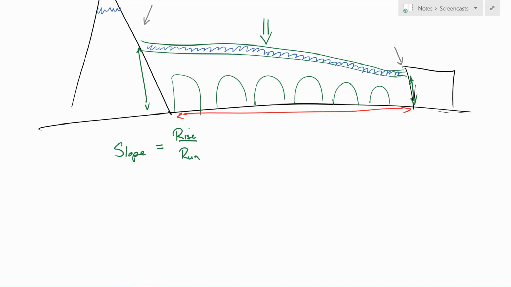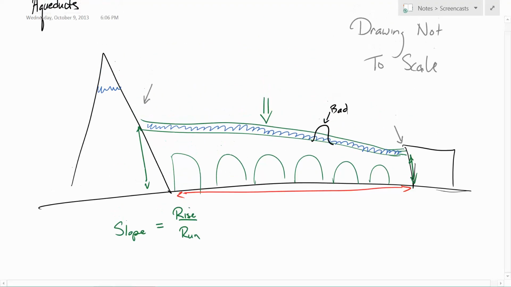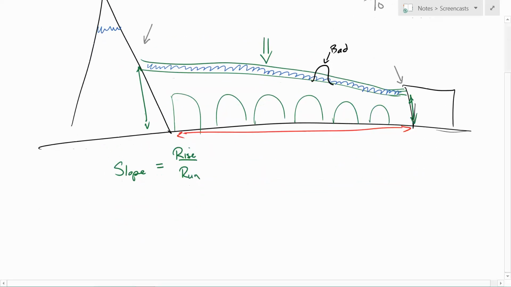If we don't have a steady enough flow, we might accidentally get a hill somewhere, like if there's a bump. This would be bad, because then the water can't go over the bump unless we put a ton of water, but then it's going to slosh again, and sloshing is not a good idea. Anyway, I digress. We want to have a very specific slope or gradient in order to ensure that we have a good controlled flow of water.